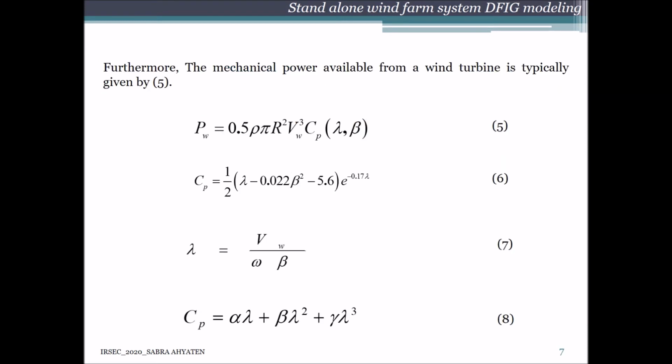Pw is the extracted power from the wind, rho is the air density, R the blade radius, and v is the wind speed. Cp is the power coefficient and is given as a non-linear function of the parameters tip speed ratio lambda and blade pitch angle beta. The calculation of the performance coefficient requires the use of the blade element theory.